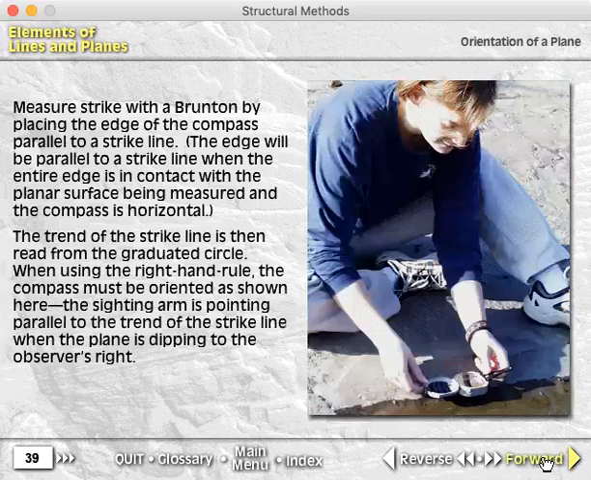Measure strike with a Brunton by placing the edge of the compass parallel to a strike line. The edge will be parallel to a strike line when the entire edge is in contact with the planar surface being measured and the compass is horizontal. The trend of the strike line is then read from the graduated circle. When using the right-hand rule, the compass must be oriented as shown here. The sighting arm is pointing parallel to the trend of the strike line when the plane is dipping to the observer's right. So again, right-hand rule, this is our sighting arm. If this geologist stood up, their right arm would be pointing in the direction of dip.